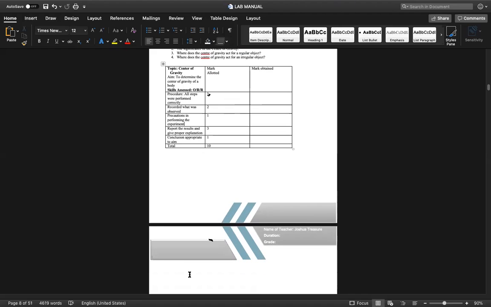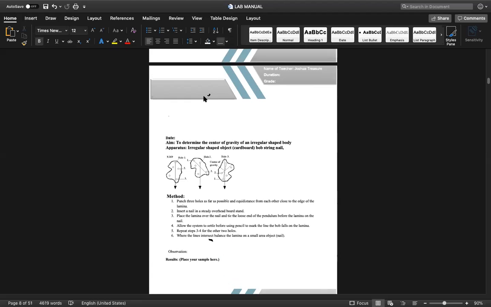Source of error and precaution should be included for each lab. This is an ORR lab, so this lab stresses observation. This means observations and recording results. Which number lab is this? This is lab 3.